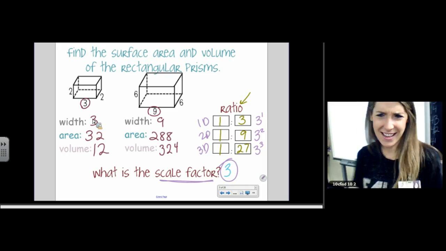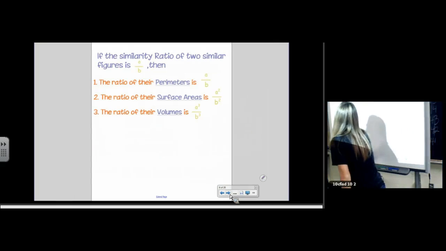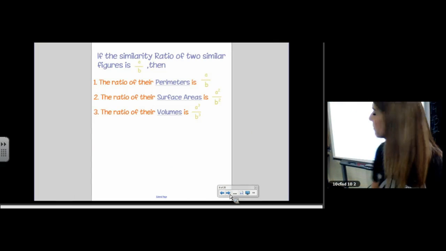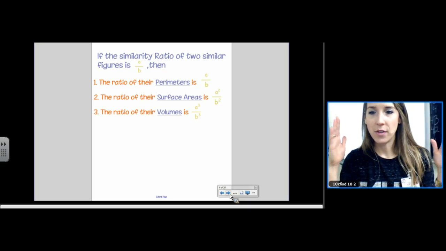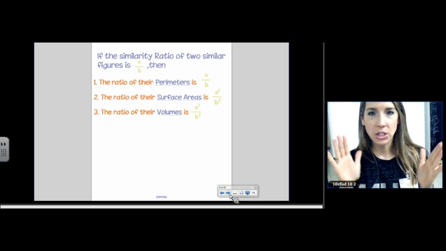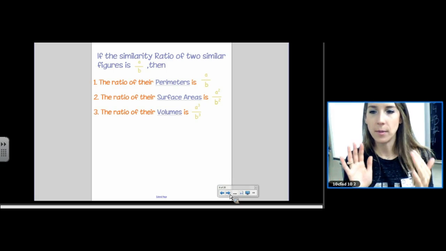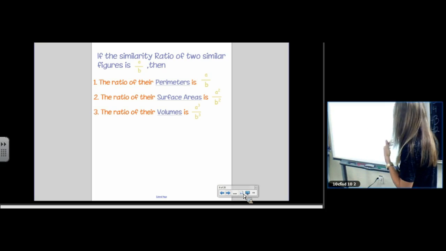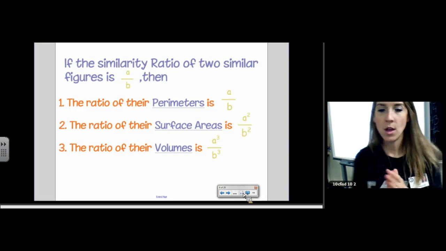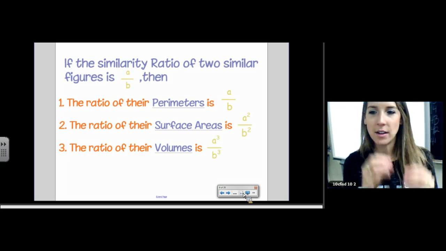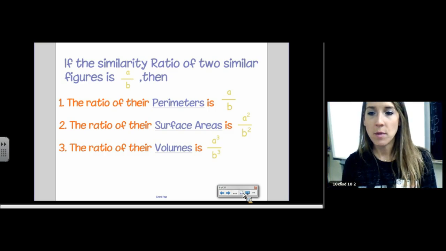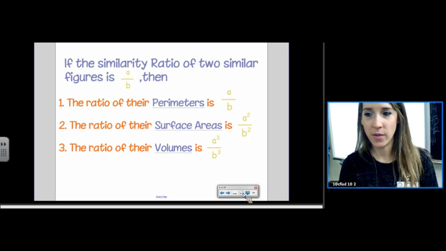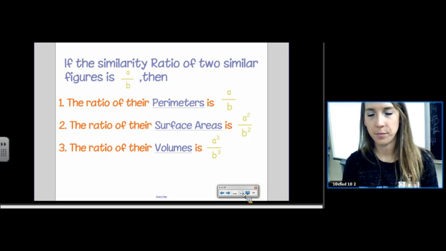All right. Easy enough. Let's summarize that in our notes. If the similarity ratio of two similar figures is A to B, then the ratio of their perimeters is A to B. The ratio of their areas is A squared to B squared, and the ratio of their volumes is A cubed to B cubed. Just like last lesson, except now it's A to B, A squared to B squared, A cubed to B cubed. Remember, this is a ratio, so we'll be reducing our answers. We're not finding the volume, we're finding the ratio of the volume.